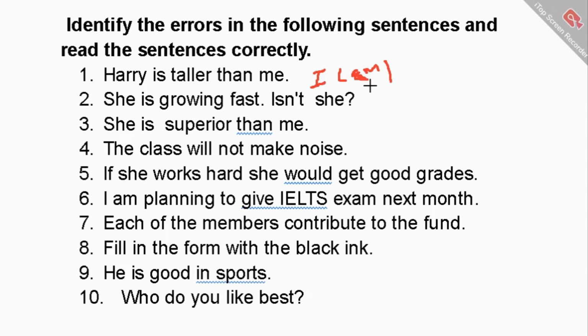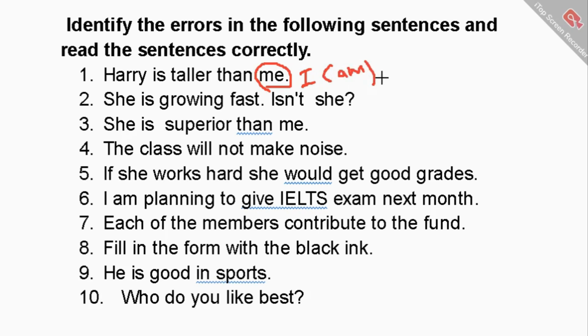The last bit is identify the errors in the following sentences and rewrite the sentences correctly. Harry is taller than me. Now we should remove me, because we are not talking about any object. We are not comparing with an object. So we should use I instead of the object, because we are talking about two subjects. So this am would not be there, we just need to imply it. Harry is taller than I.